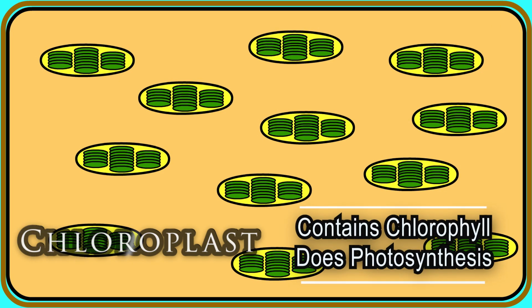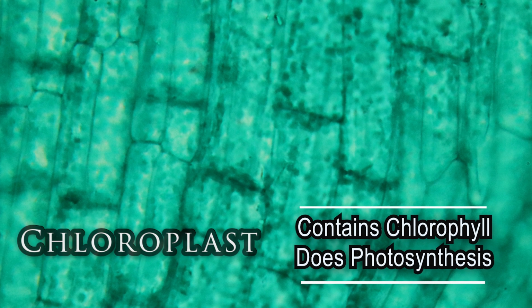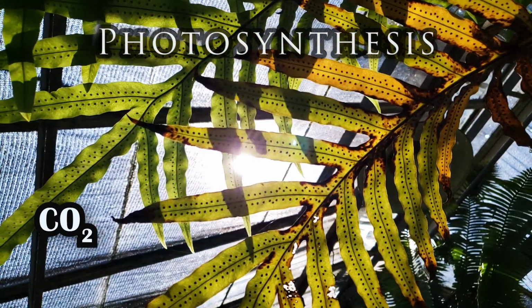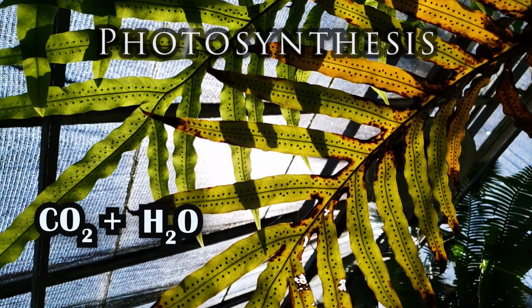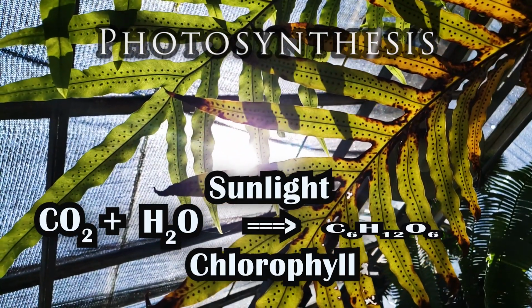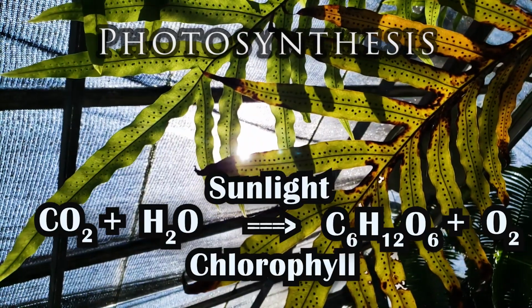Another organelle that plant cells have that animal cells don't are called chloroplasts. Chloroplasts contain a green pigment called chlorophyll. Chlorophyll is what gives a plant the ability to do photosynthesis. During photosynthesis, plants take carbon dioxide in through their leaves. They take water in through their roots. With the help of sunlight and chlorophyll, they produce glucose and oxygen. Glucose is their food. The oxygen is released into the atmosphere.